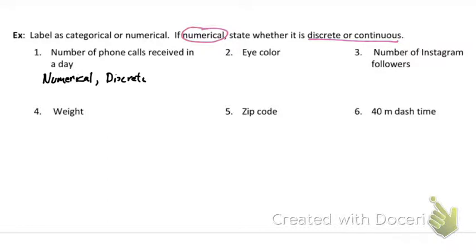All right, eye color. Is that numerical or categorical? Yeah. Categorical. Let's put cat. Cat eyes. Could someone make this numerical? And there is a way. There's actually a few ways. But there's one way I'm thinking about it.